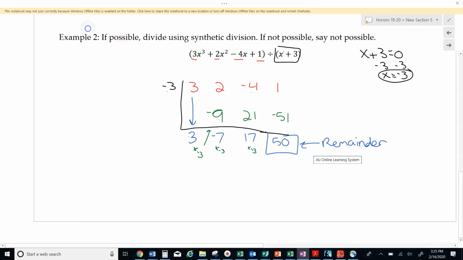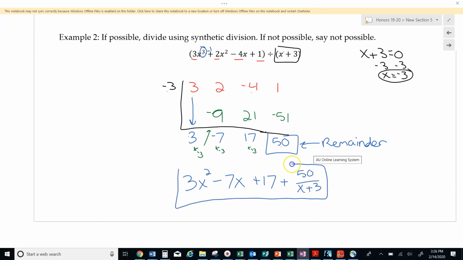Now I take all of these and they become my new coefficients. So 3, -7, 17. It was x cubed, so I take off 1. So that's 3x squared minus 7x plus 17. My remainder then comes as plus 50 over x plus 3. It is a lot faster than long division.